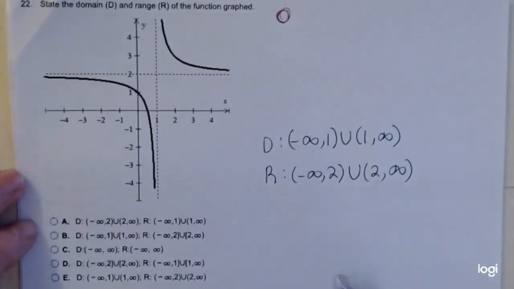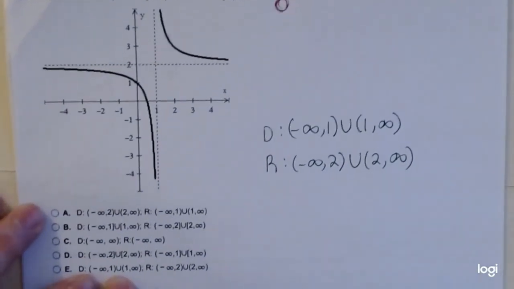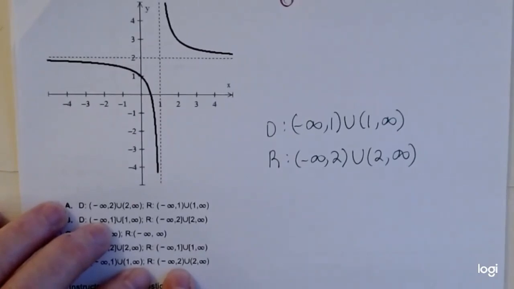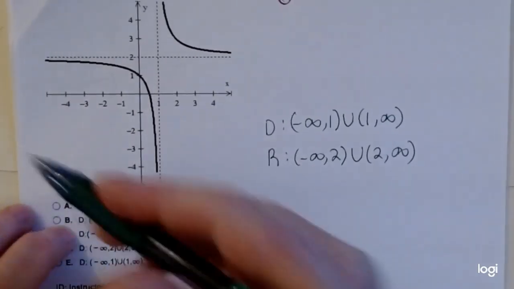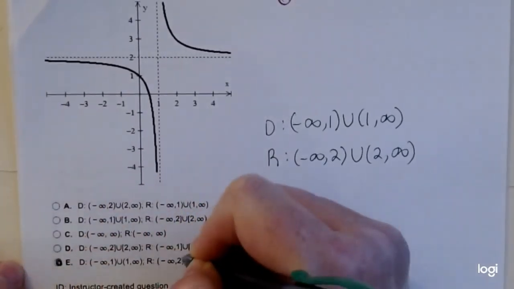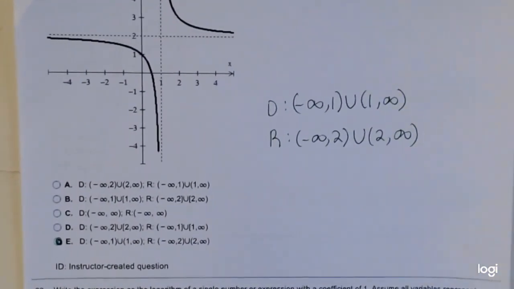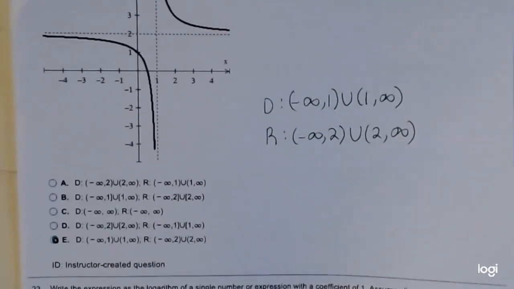So for this one, we have negative infinity to 1, union 1 to infinity for the domain, and the range is negative infinity to 2, union 2 to infinity. So this is E. The next one we're going to look at is number 25.